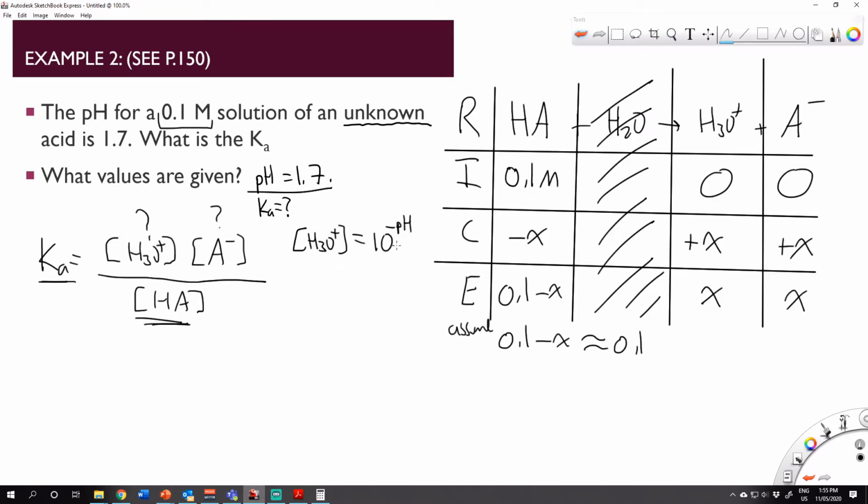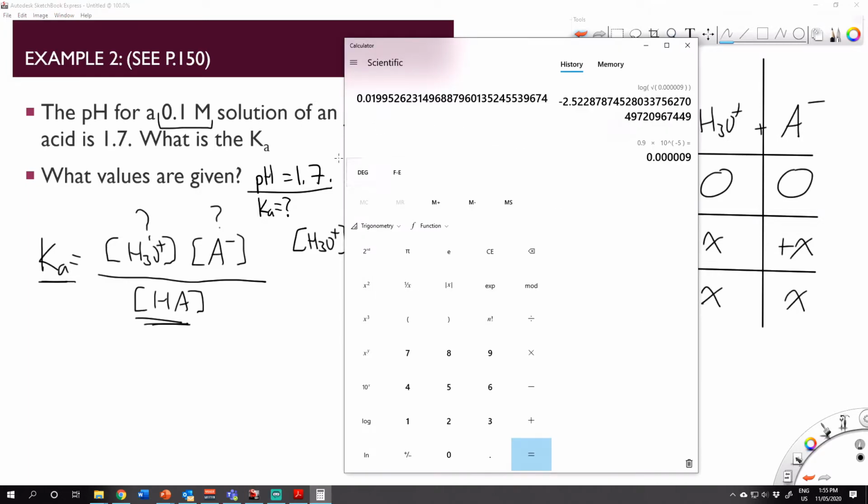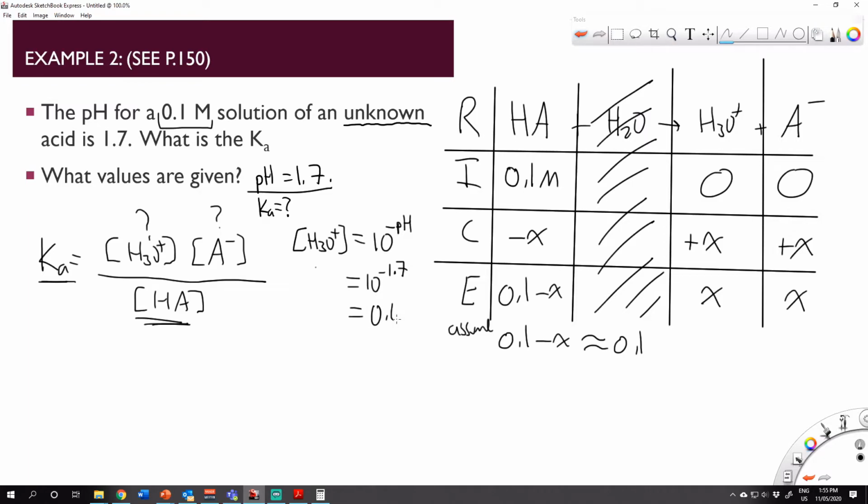So here we have the concentration of hydronium now, because we know what the pH is, so we can go 10 to the negative 1.7, 0.02 for argument's sake. Yeah, about 0.02. So now we know the concentration of hydronium. So here we can say, okay, if that's the concentration of hydronium, this will be 0.02. And then by extension, because the concentration of hydronium and the concentration of the conjugate base are the same, we can say 0.02 molar as well there.